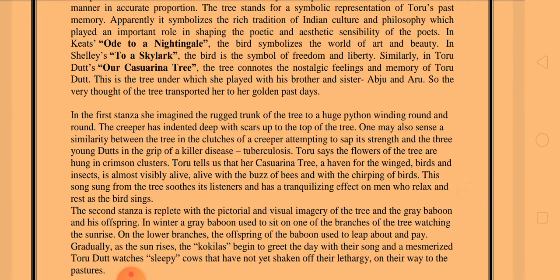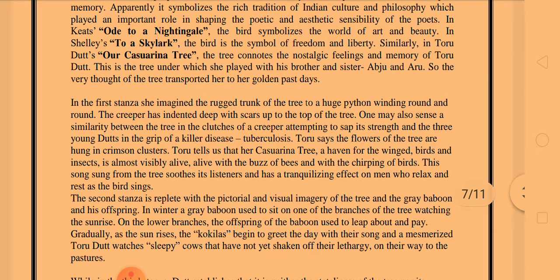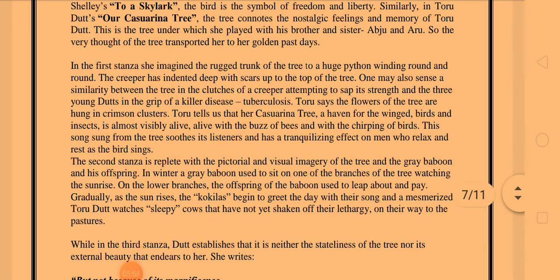Alive with the buzz of bees and with the chirping of birds. This song, sung from the tree, soothes its listeners and has a tranquilizing effect on men who relax and rest as the bird sings. The second stanza is replete with the pictorial and visual imagery of the tree and the grey baboon and his offspring.